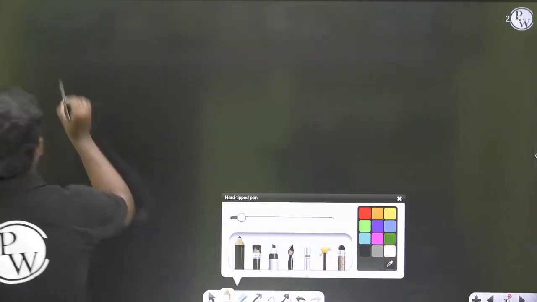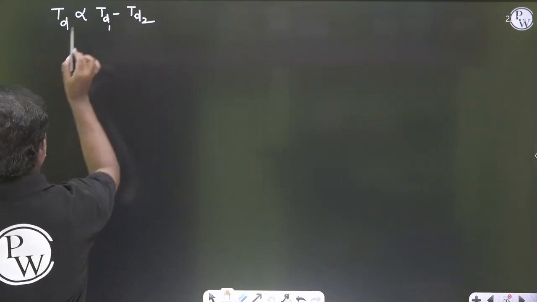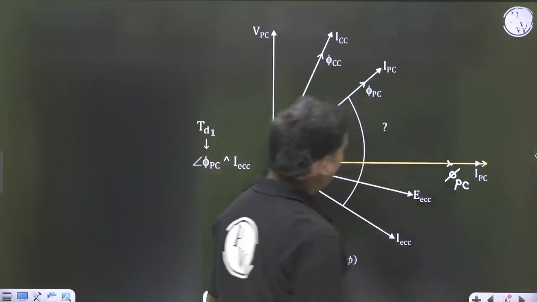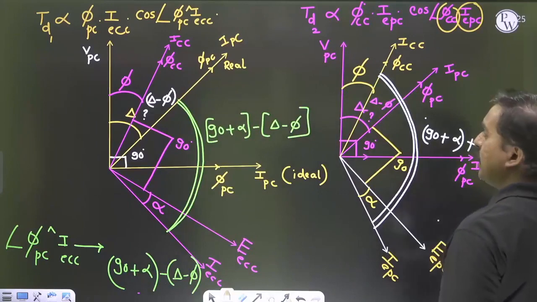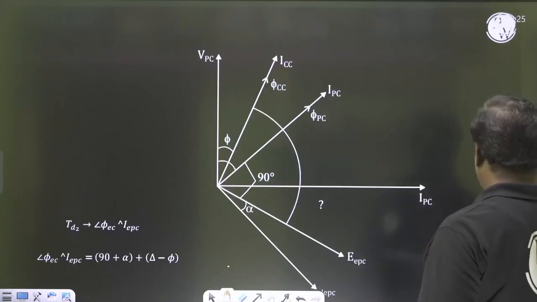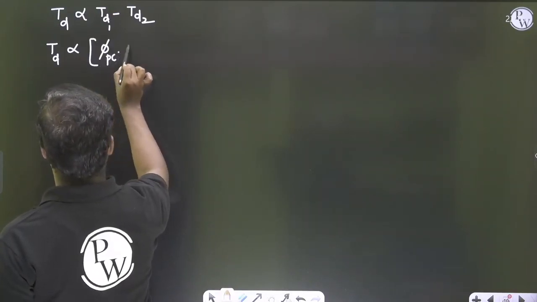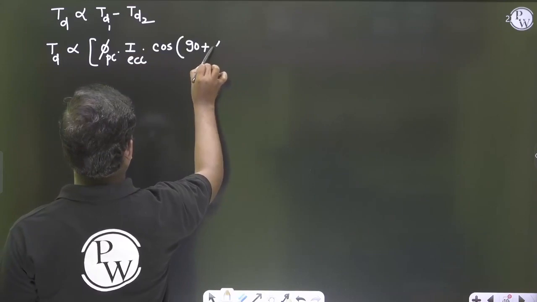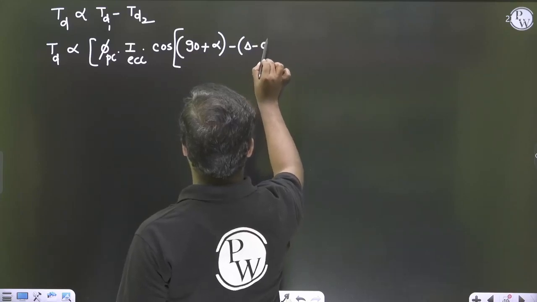So what is the resultant torque? Let me talk about it here. The resultant torque, the deflection torque TD, is proportional to TD1 minus TD2. What is TD1? TD1 is this phi PC, IECC, cosine of 90 plus alpha minus delta minus phi, am I right?